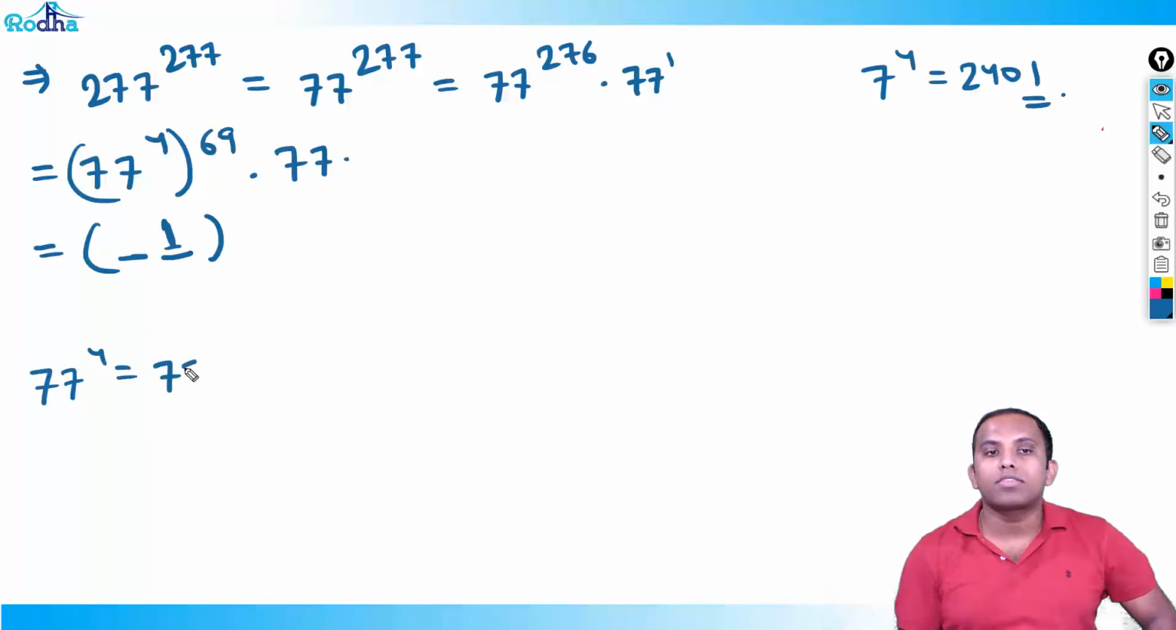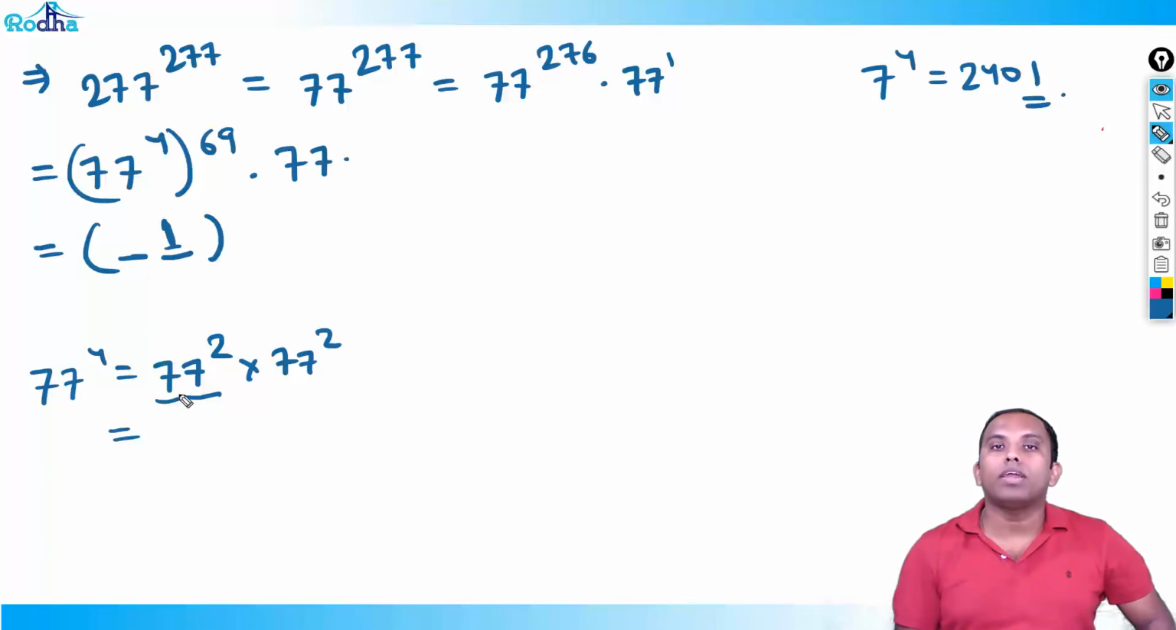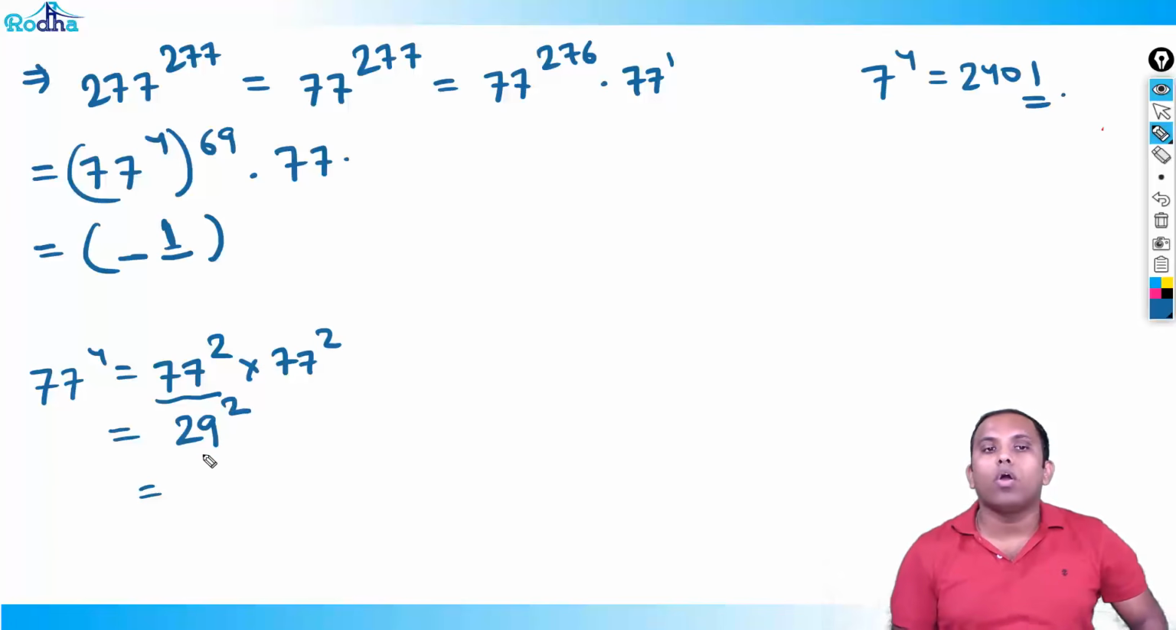Do it mentally. 77 square into 77 square. Its last two is same as 23 square. What is 23 square? 529. That is, last two is what? 29. So 29 into 29, 29 square. What is 29 square? 29 square, you can remember it, 841, right? Or its last two is same as 21 square. That is 441. So anyway, what is last two? 41. Last two is 41, right?